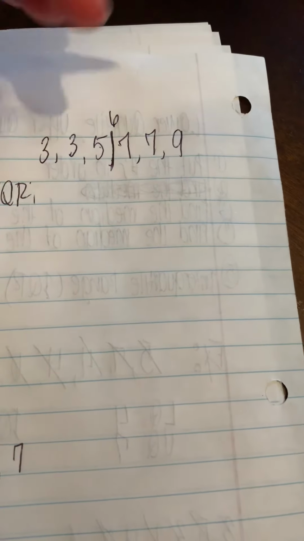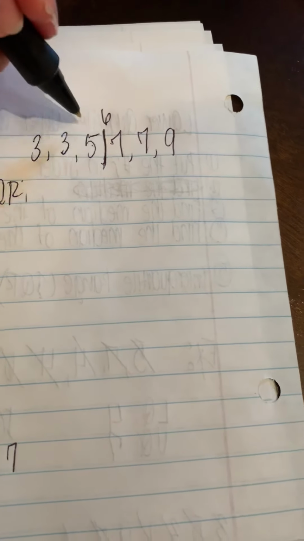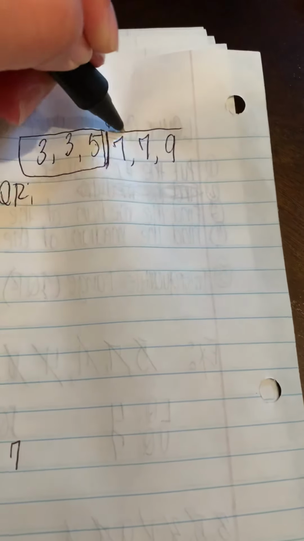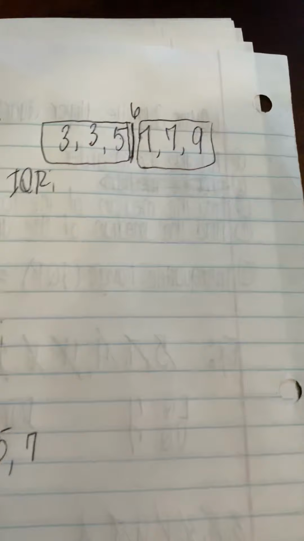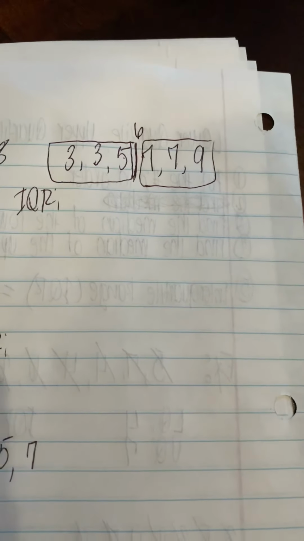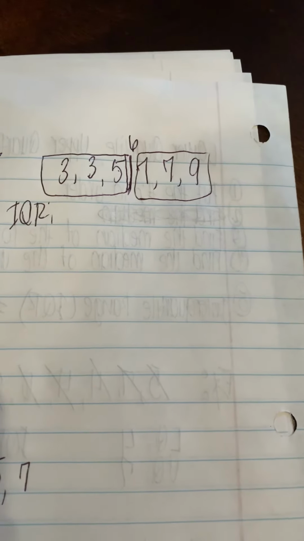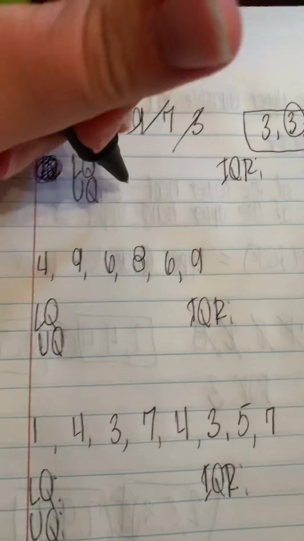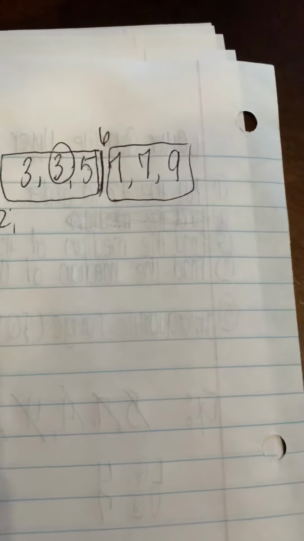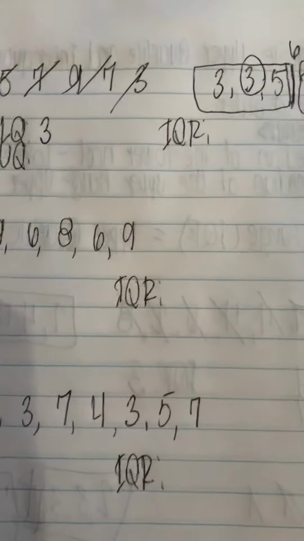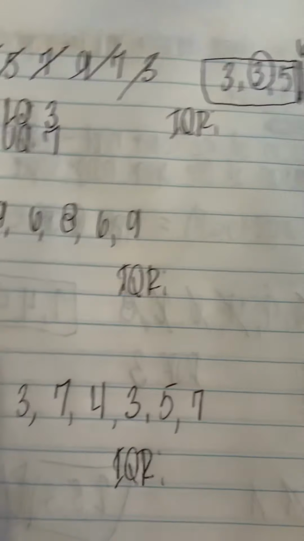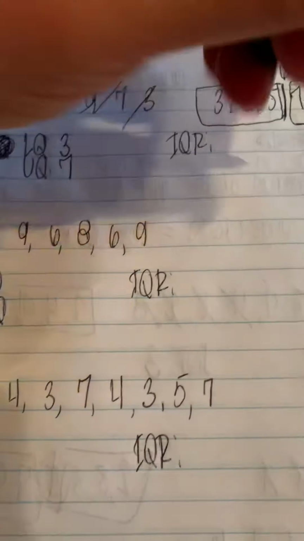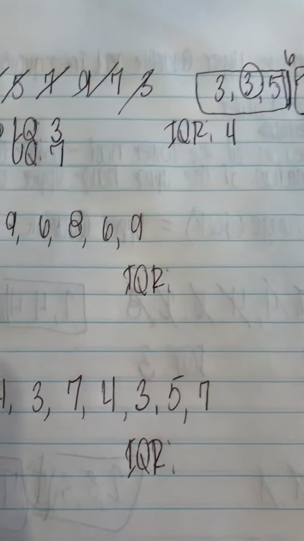Now, because 6 isn't an actual data point in the data set, I'm going to use both sides here. So I'm going to find the median of the lower half, which is going to be 3. So my lower quartile is going to be 3, and my upper quartile is going to be 7. To find the interquartile range, I'm going to take the upper quartile minus the lower quartile, so 7 minus 3, and that's going to give me 4.